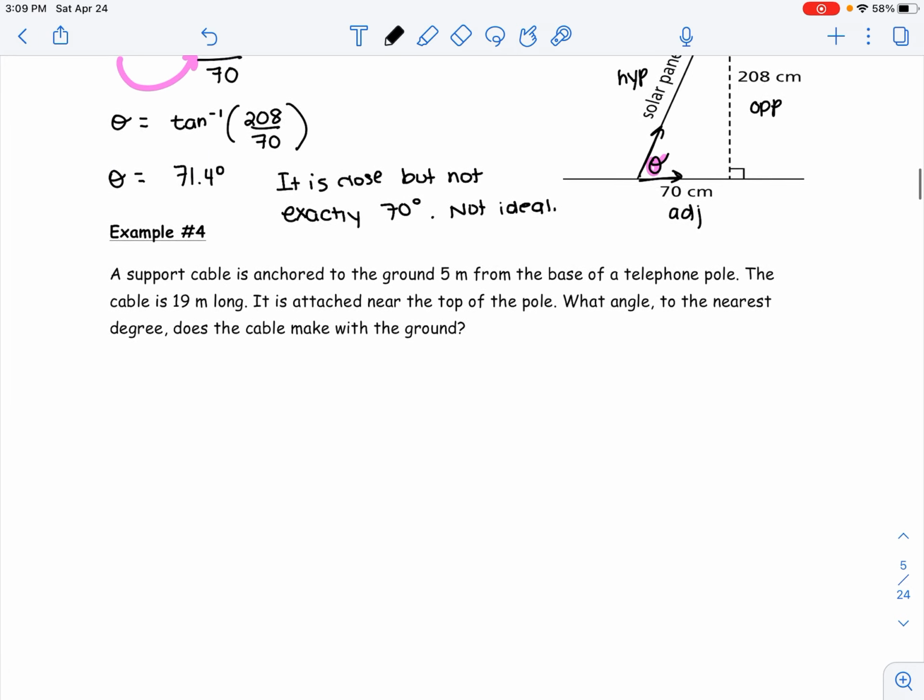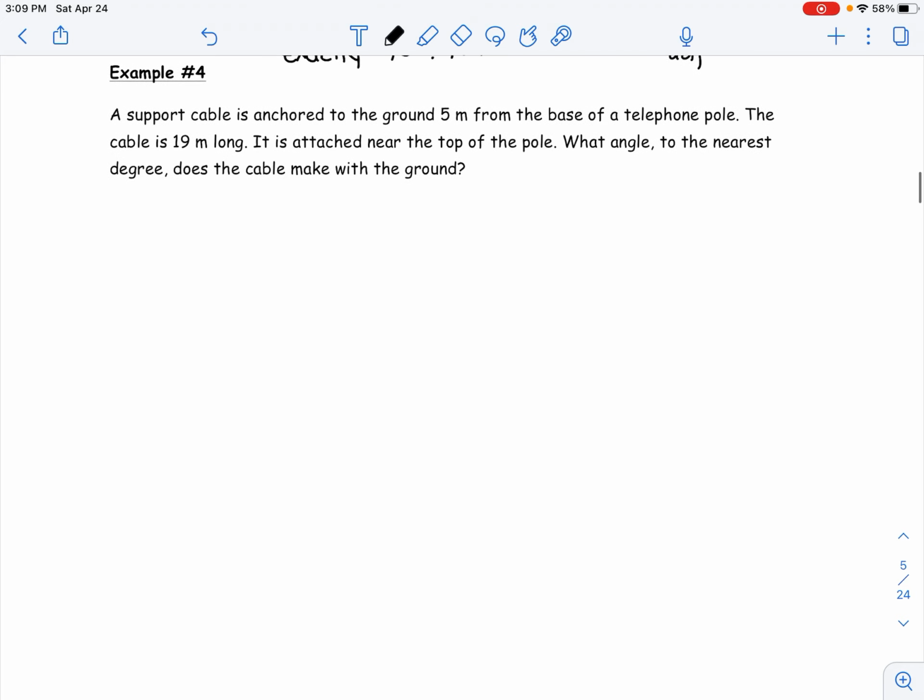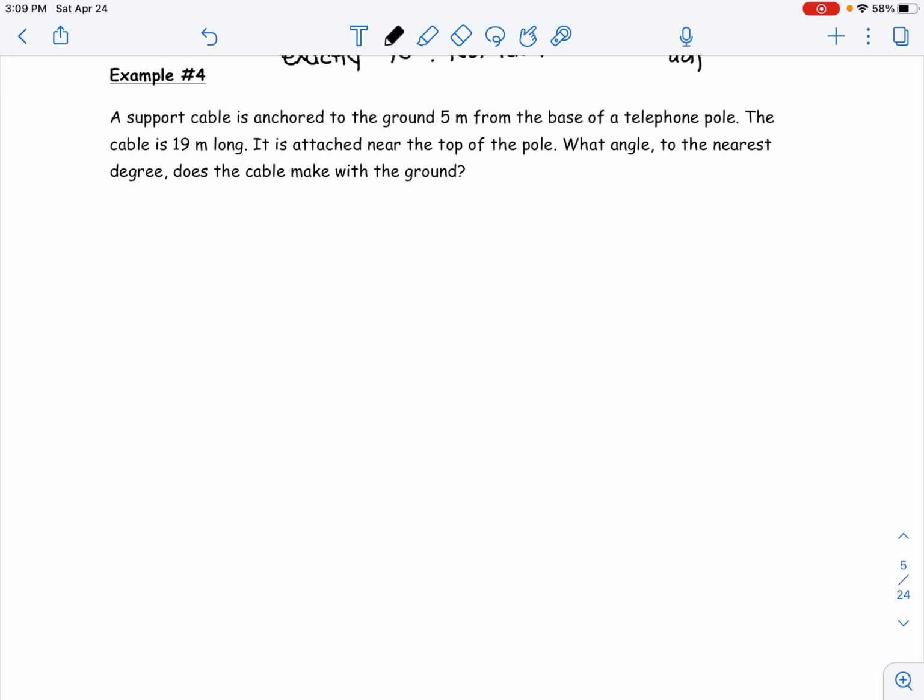Our last example is where we have to draw it. Sometimes you're going to be given a situation where you need to draw the situation from reading it. So we have a telephone pole. I'm going to start by drawing the telephone pole.